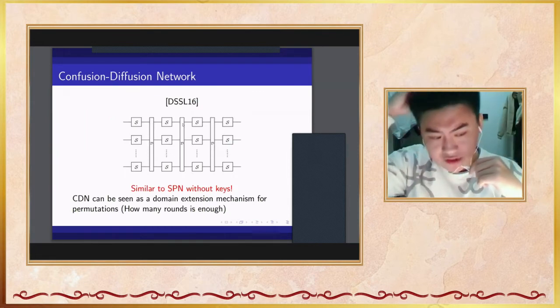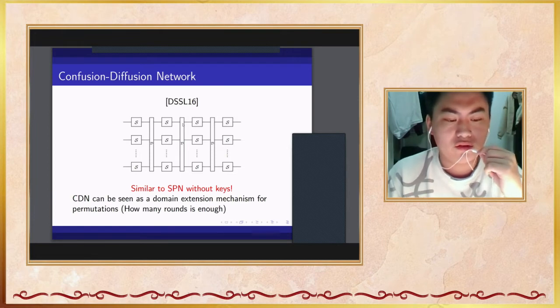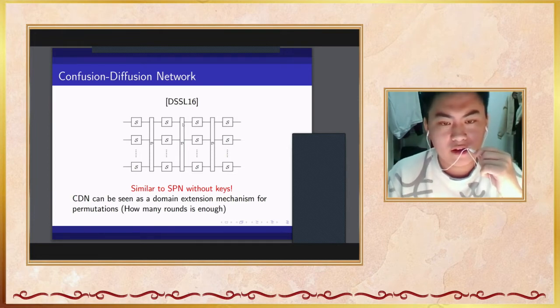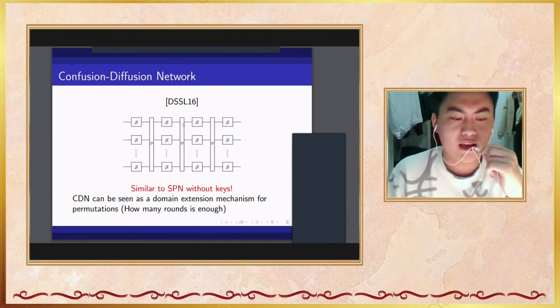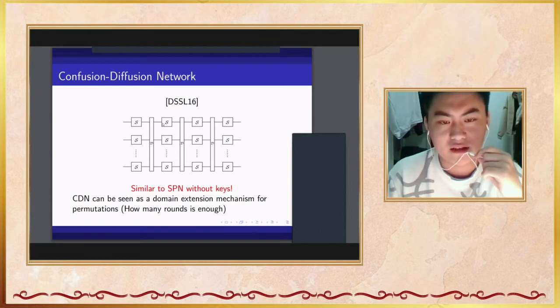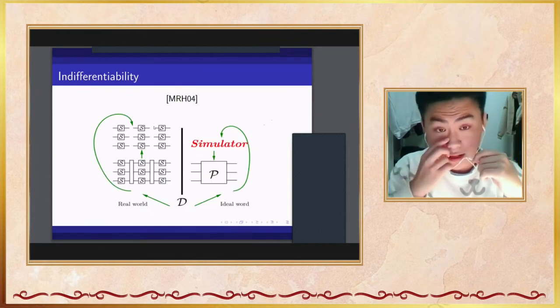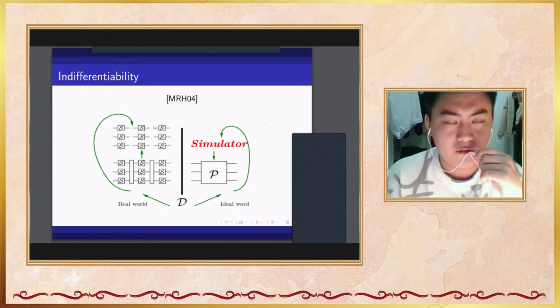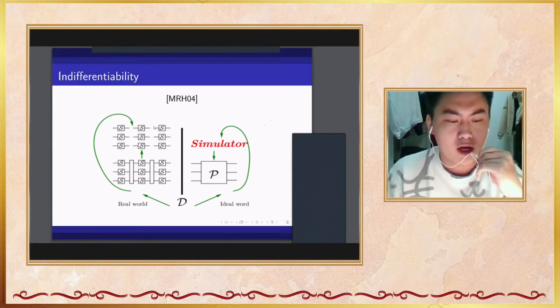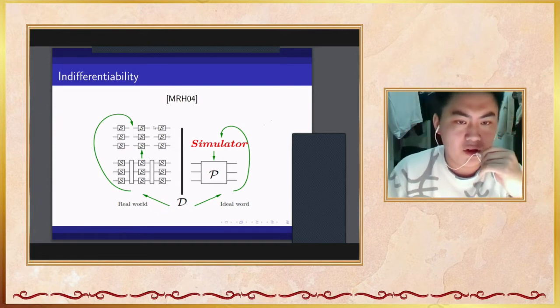Previous work introduced a new model called the confusion diffusion network in 2016. It is similar to the SPN, but does not have keys. We can view CDN as a domain extension for permutations, but here is the question: how many rounds is enough? Next, we introduce the definition called indifferentiability. How do we prove CDN can be seen as a permutation? So we use the definition called indifferentiability.